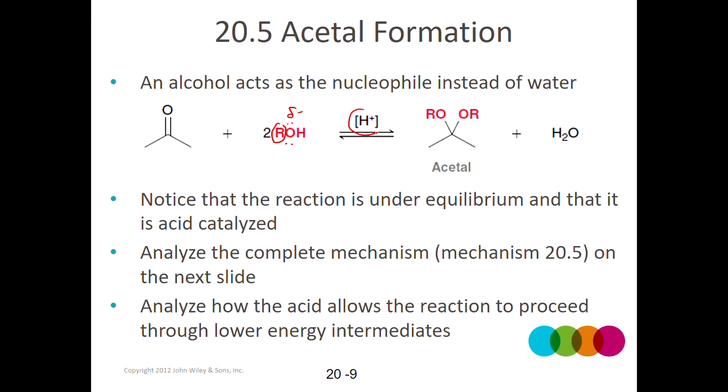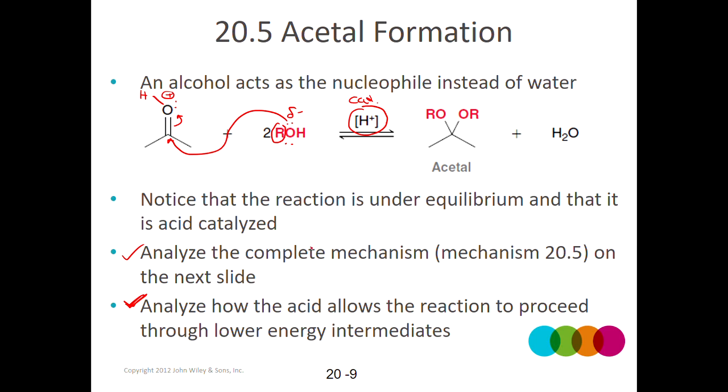So this is why we have a proton. This is a catalyst. It's going to start the process off by protonating this. And now that positive is going to really help to bring electrons up, and that will help to allow the alcohol to attack. So we still have an equilibrium. We'll take a look at the complete mechanism on the next slide. It's a lot of steps. And in the process, we want to make sure we analyze how the catalyst helps this reaction work.